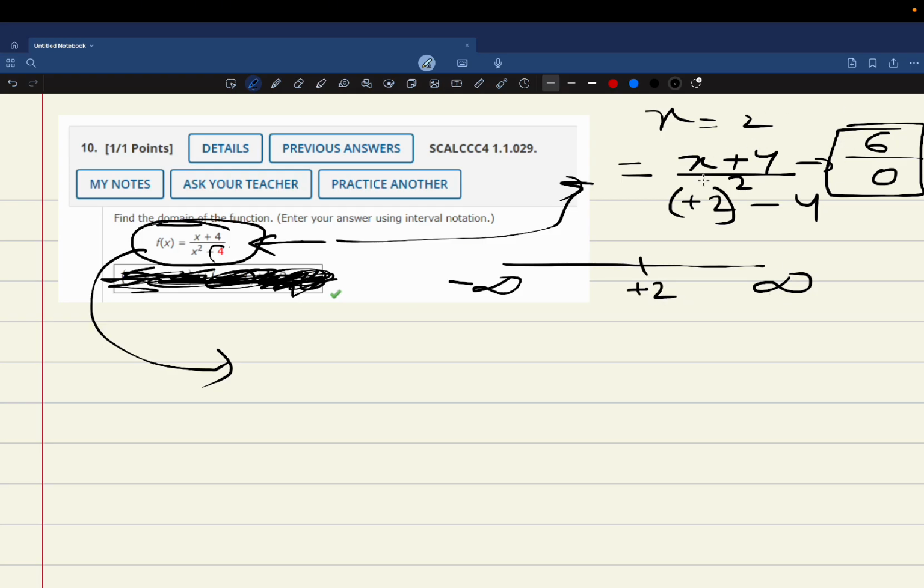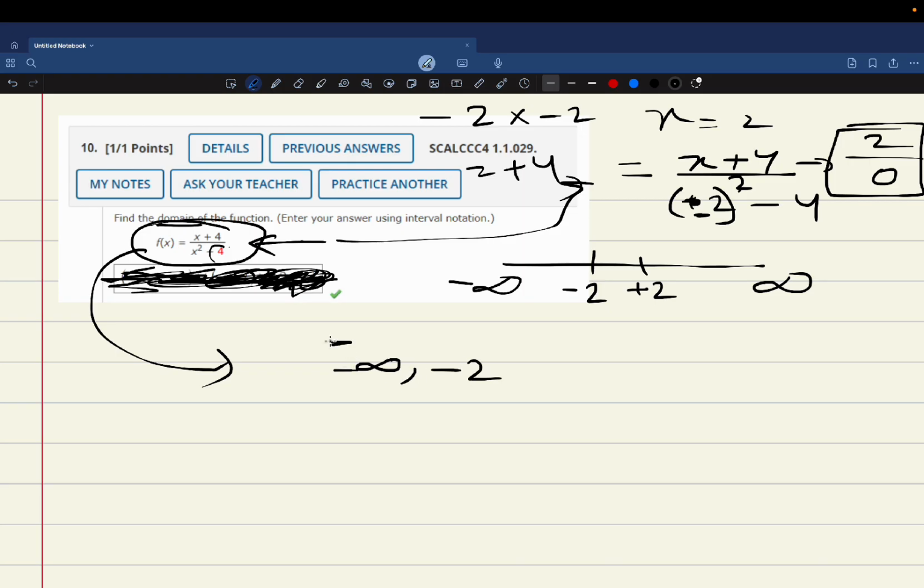Now it also can be negative 2 because it is squared, and if you recall, negative 2 times negative 2 will be positive 4. So if you put negative 2, it will be the same result, though not the same in the numerator: negative 2 plus 4, which is 2. So 2 over 0, again this number doesn't exist, so we cannot do that. Negative 2 is also not a possible value in here, so you cannot include negative 2 or positive 2. So the possible values of x will be all the way from negative infinity to negative 2.